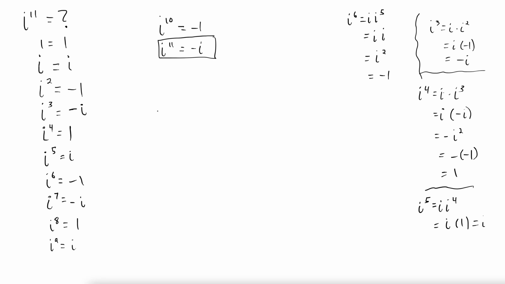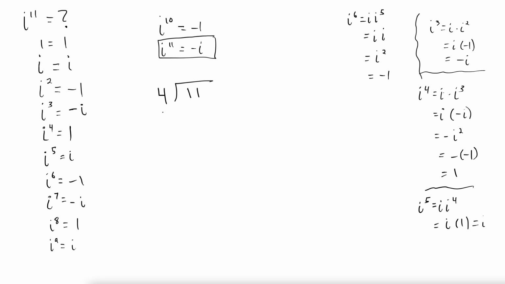Let me show you an easier way to do it. We see the cycle here. Every fourth power, it comes back again to 1. So if we just take 4 and divide it into this power, which is 11, and look at the remainder, that will tell us which power of i it's equivalent to.